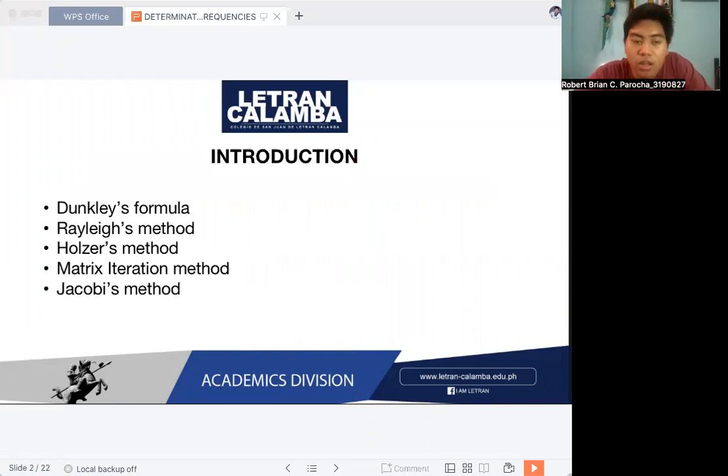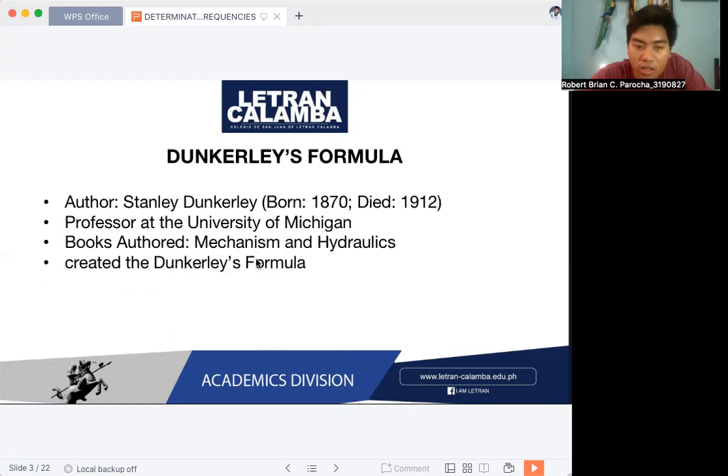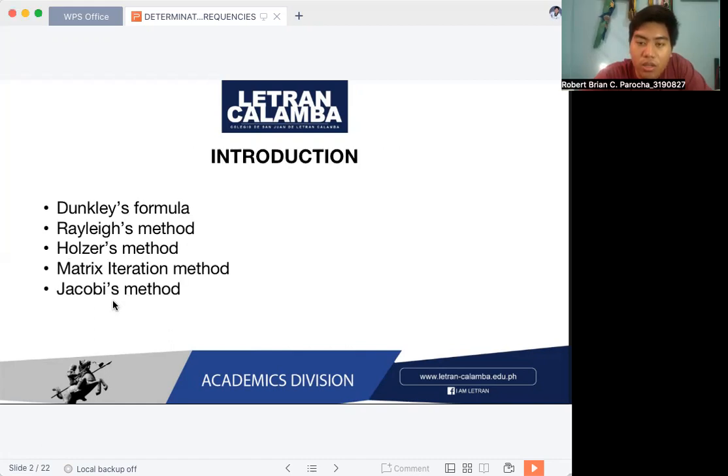The computing of the natural frequencies and modes by solving an n degree polynomial equation can be deduced. In this chapter, we shall consider several other methods. These are Dunkerley's formula, Rayleigh's method, Holzer's method, the matrix iteration method, and Jacobi's method.